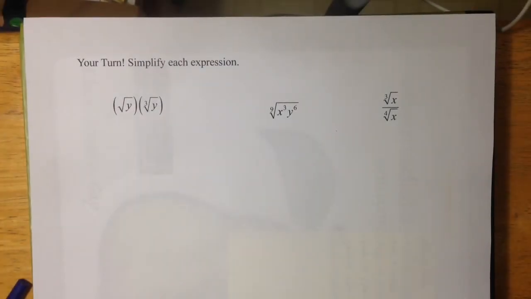Okay, last thing is some practice for you. Same directions. You're going to start with radicals, rewrite them as rational exponents, do any simplifying that you can, and then put them back together as radicals. Go ahead and pause the video, give these each a try, and then start up again and we'll talk about them together.